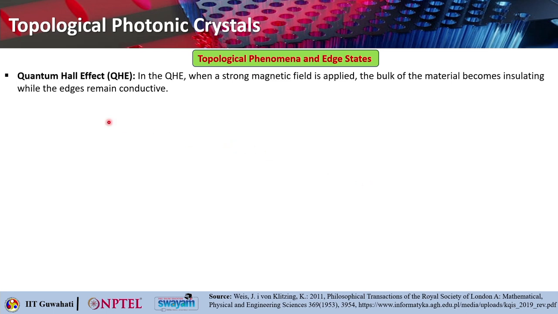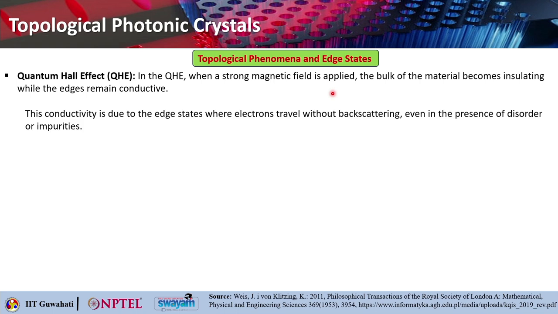So, in the quantum Hall effect, when a strong magnetic field is applied, the bulk of the material becomes insulating, while the edges remain conductive. So what happens? The bulk of the material is an insulator, but the edges are conducting. This conductivity is due to the edge state, where the electrons travel without backscattering, that is, no reflection, even if there is a presence of disorder or impurity.